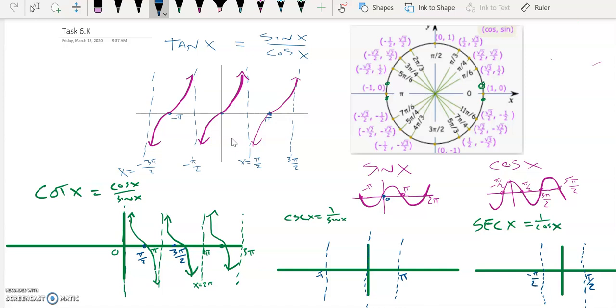And another one over here at 3 pi over 2. Okay, now what does the graph do? Well, let's label the most obvious point we have. Most obvious point we have right here, right there, and right here.